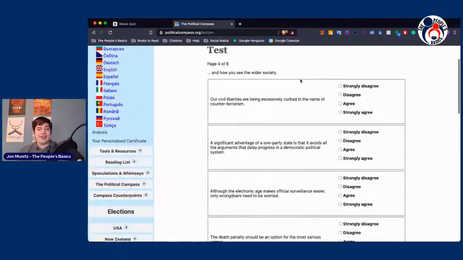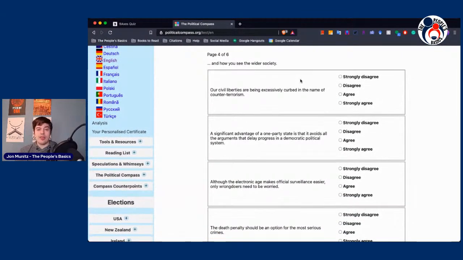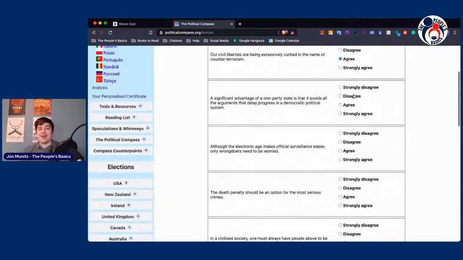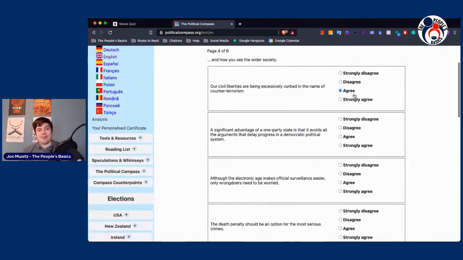Let's see. Our next one: our civil liberties are being excessively curbed in the name of counterterrorism. I agree. We have too much of a surveillance state right now, where people's rights are being constantly curbed in the name of counterterrorism. This is definitely the case this past year, when we've seen how much of a crackdown there's been on protests, legal protests too, even nonviolent protests. I strongly agree, they're saying that any form of dissent is a form of potential terrorism that needs to be shut down. So I agree with you there.